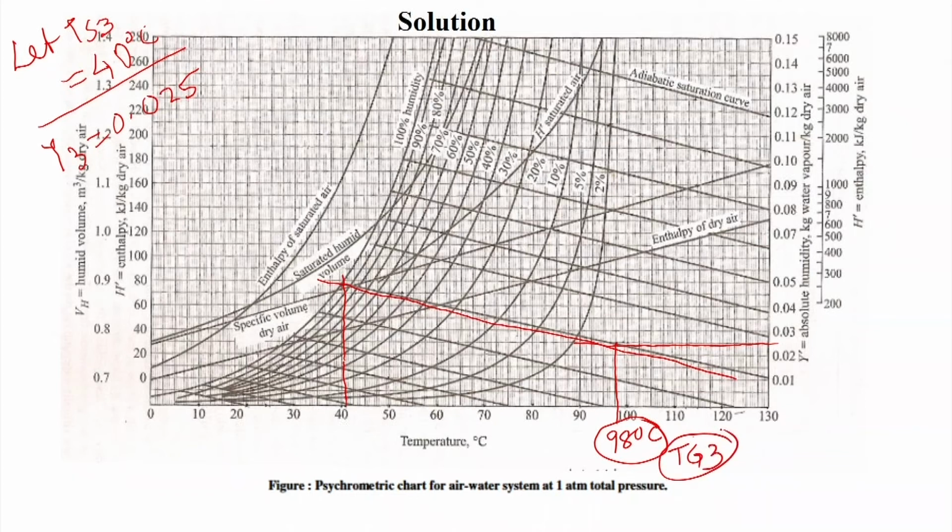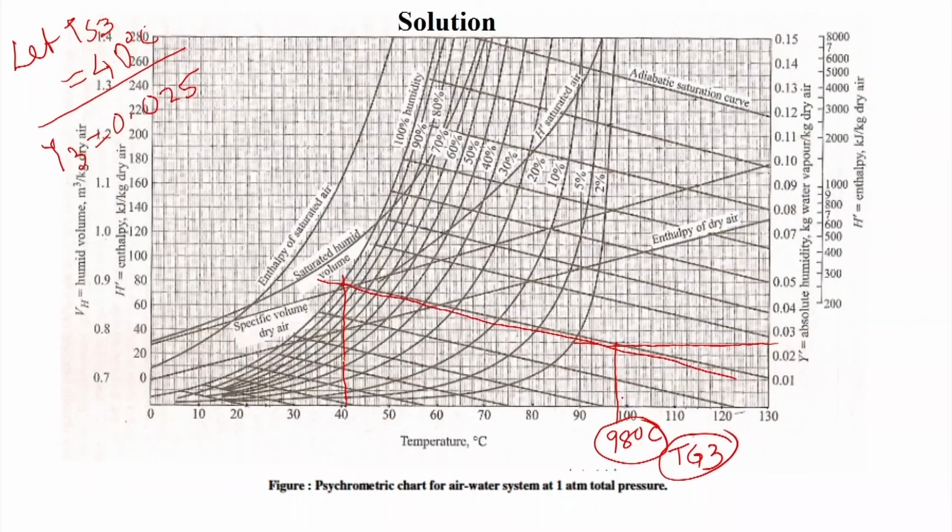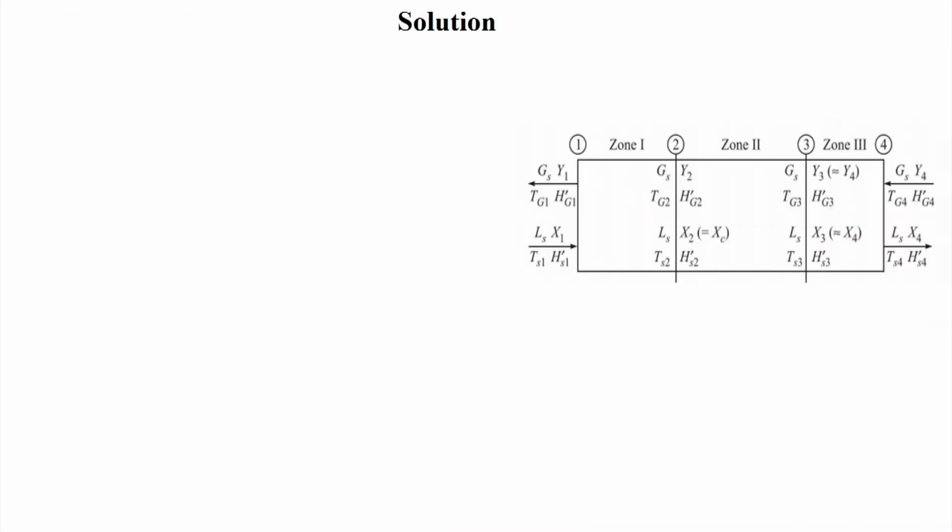Let us see whether our assumption for Tg3 is correct or not, we can get this from the enthalpy balance also. For simplicity we have just assumed that Ts3 is equal to 40 degree, it may be another temperature also. For that we get Tg3 as 98 degree Celsius. So, we will do the enthalpy balance to ensure whether this Tg3 is correct or not. Let us do the enthalpy balance, very easily we can do this.